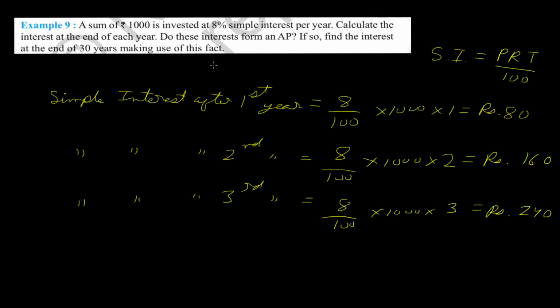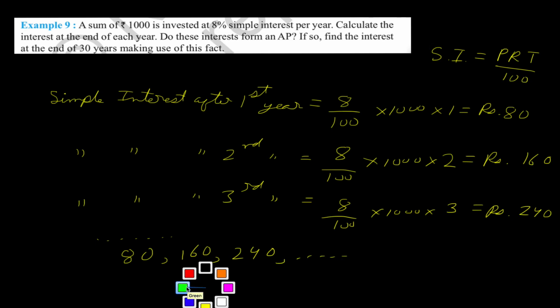Now we need to check if these interests are forming an AP. In this way you can find it for the fourth year, fifth year and so on. So we have 80, 160, 240 and so on. How do we check if the sequence is in AP or not? We start calculating the common difference. 160 minus 80 is 80, 240 minus 160 is 80. So yes, they do form an arithmetic progression.